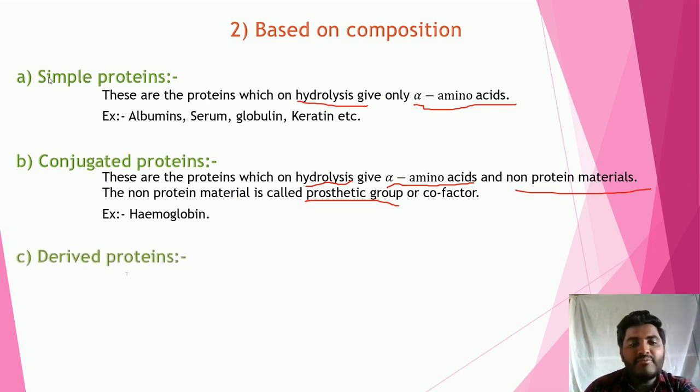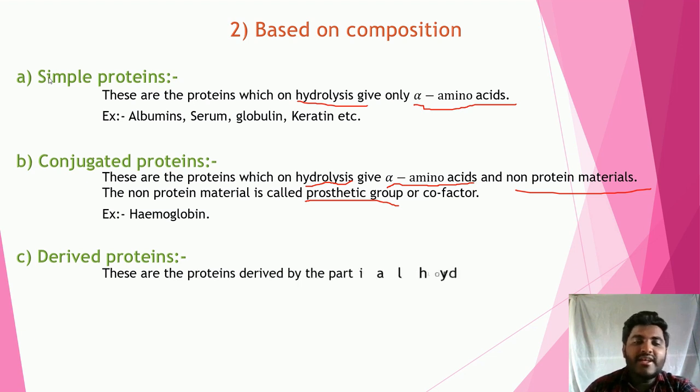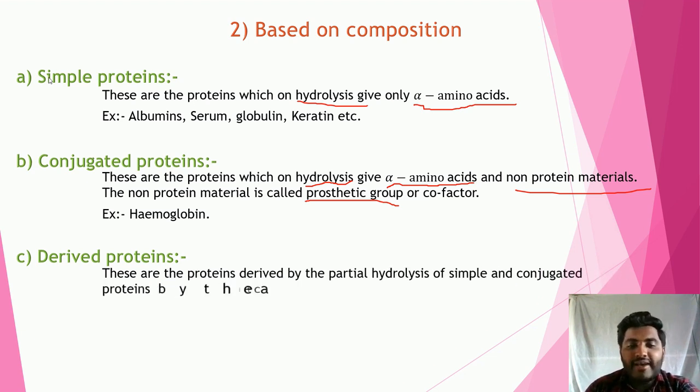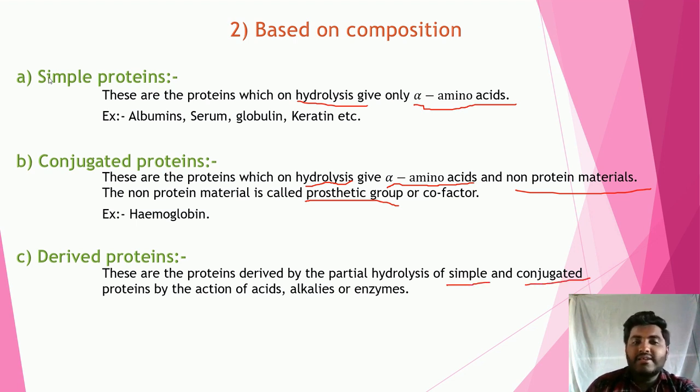Last one, derived proteins. Look at the name itself indicating derived. So they are obtained from different proteins. Look at here, derived by the partial hydrolysis of simple and conjugated proteins. That means simple proteins on hydrolysis yield alpha amino acid. Conjugated proteins on hydrolysis yield alpha amino acid as well as non-protein material. Derived proteins are obtained from these two.